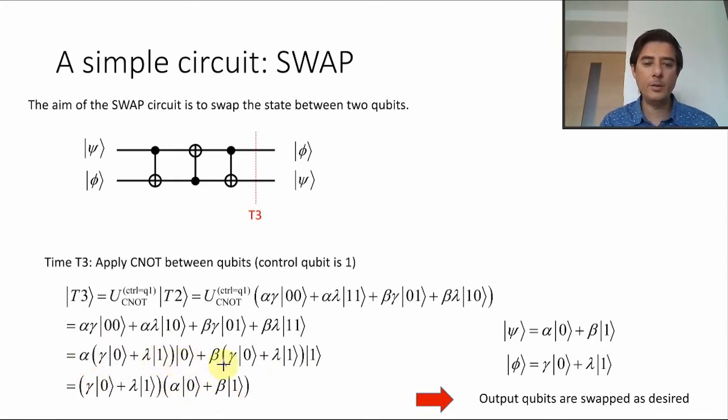Remember, you have these coefficients here. Now if we compare that to our initial state, this thing here is our phi, on the first qubit now, and this thing here is our psi, on our second qubit. Remember, we started with psi on the first and phi on the second qubit. So swap is accomplished, and we've shown that this indeed swaps the state of the two qubits.